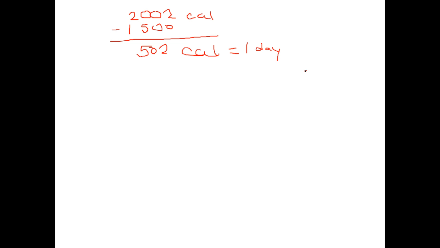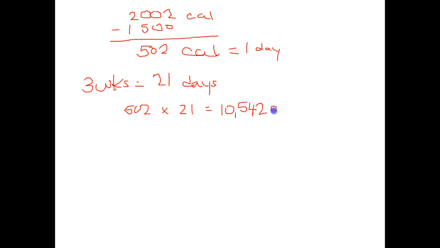So what you need to figure out is how many days are in 3 weeks. So 3 weeks equals 21 days. There's 7 days in a week. Times that by 3 for 3 weeks, so you get a total of 21 days. So to figure out how many excess kilocalories did you accumulate for those 3 weeks, you would take 502 times 21, which equals 10,542 calories.